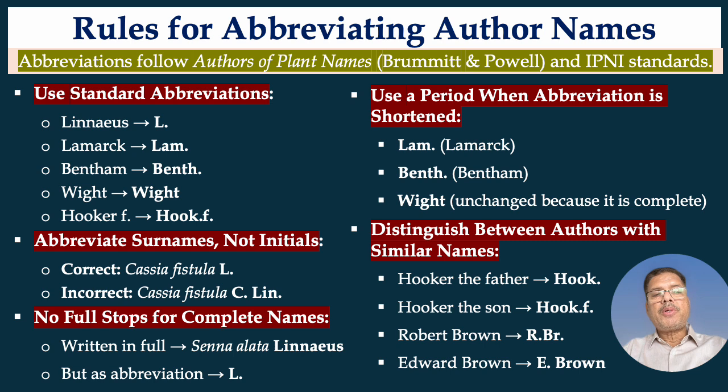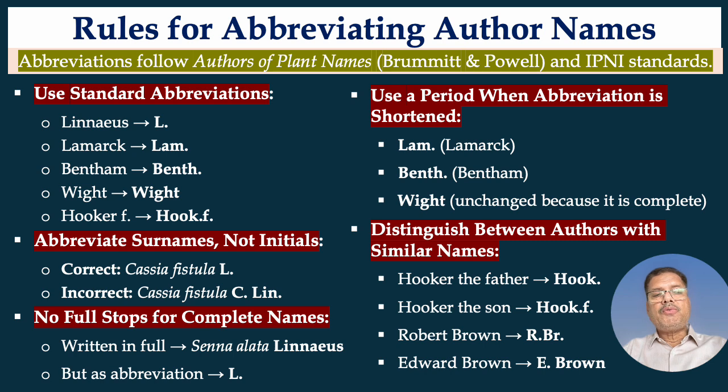When the author's name is written in full, no period is added. For example, Senna alata, Linnaeus. But when abbreviated, the period becomes necessary unless the abbreviation is itself a complete word, as seen in White. All shortened forms like Lamb., Benth. must end with a period.